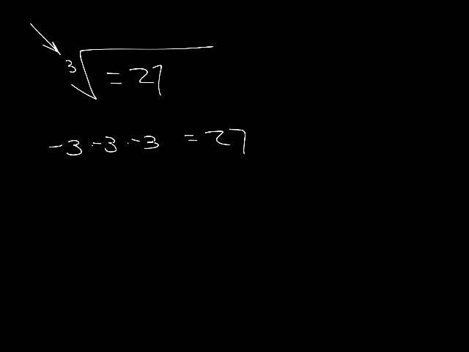Well, how many negatives do we have? We have 3. 3 is an odd number. Odd numbered negatives always give you a negative for your answer. So negative 3 times negative 3 is positive 9 times this negative 3. Positive times a negative is negative 27.